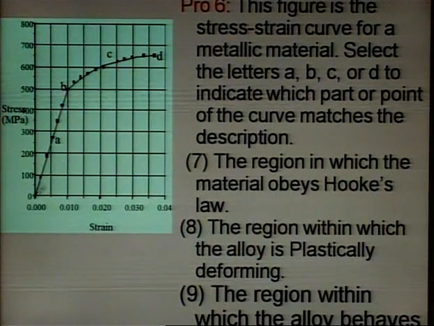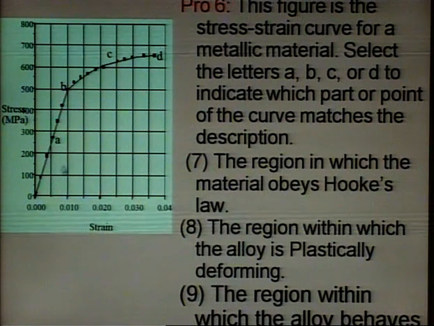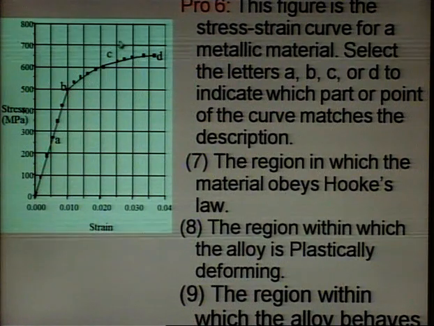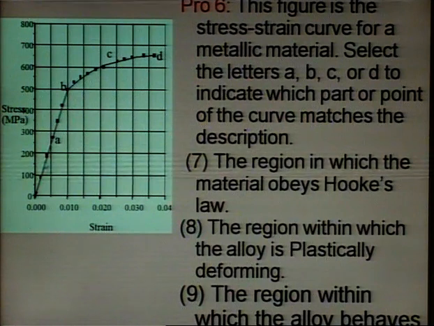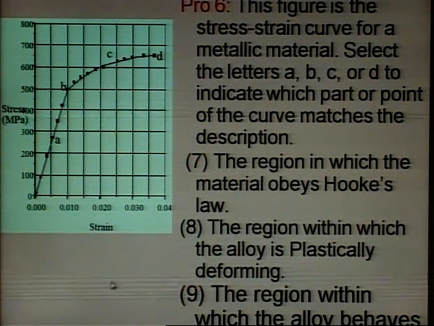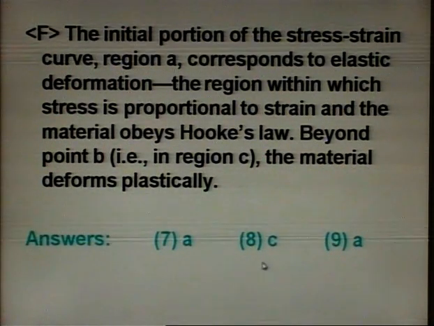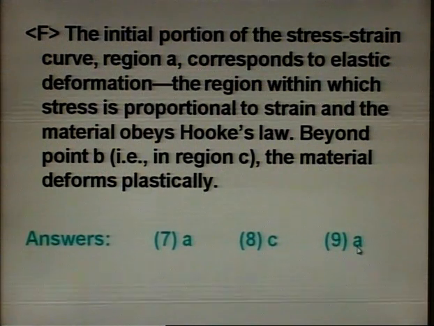Region is between A to B. So elastic behavior will show between A to B, this portion of the graph. Plastic region is denoted by C, and Hooke's law is also obeyed in this area of the graph. So 7 is A, 8 is C, and 9 is again A.